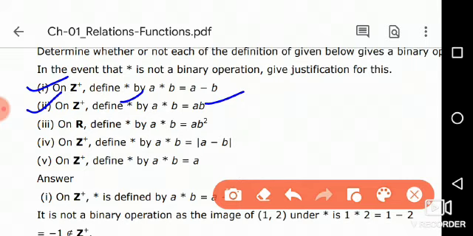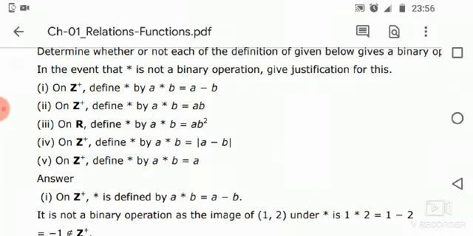Here also, once again, we have to check whether star is a binary operation on Z plus. Likewise, we have the third question: on R, define star by a star b is equal to a into the square of the second term. Dear students, in this case also we have to check whether the binary operation is on R or not. Fourth example: on Z plus, define a star b is equal to mod of a minus b. And the last question is on Z plus, define star by a star b is equal to a.